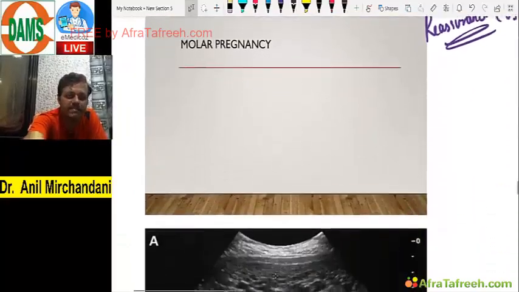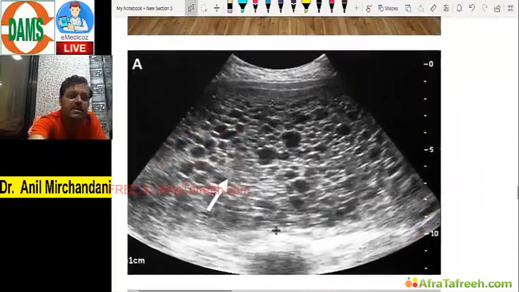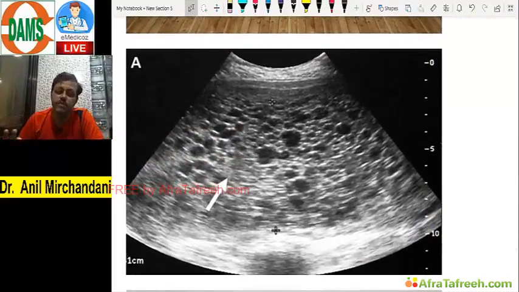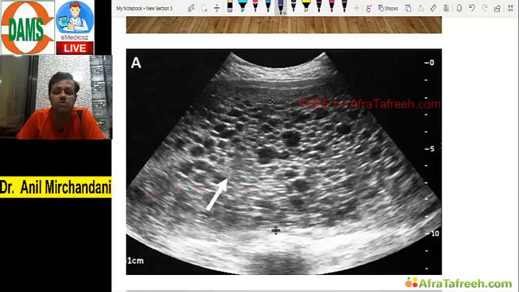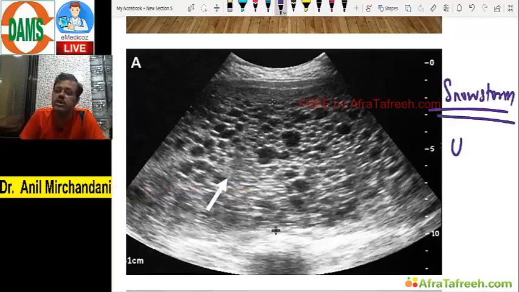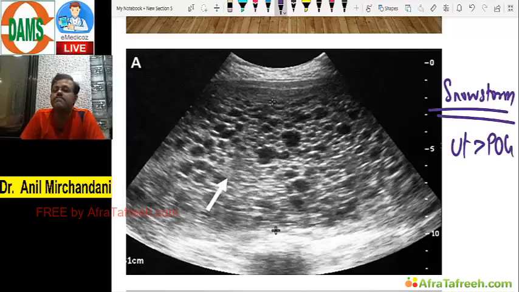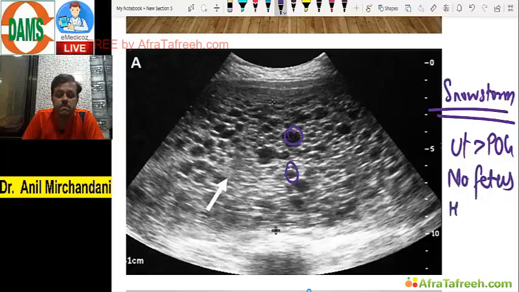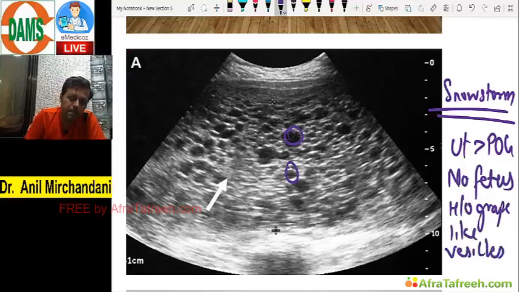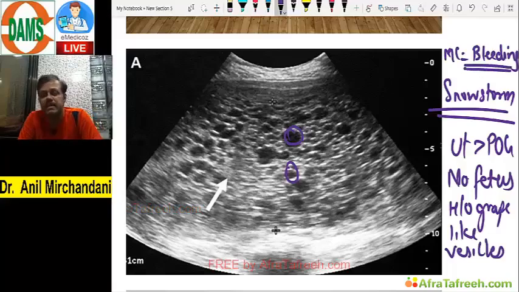Little bit about molar pregnancy. Molar pregnancy, my dear friends, this picture would be commonly asked in exam. This is snowstorm appearance. So uterus will be more than period of gestation, no fetus inside uterus. And there are grape like vesicles. The most common symptom is bleeding in first trimester or second trimester, early pregnancy.